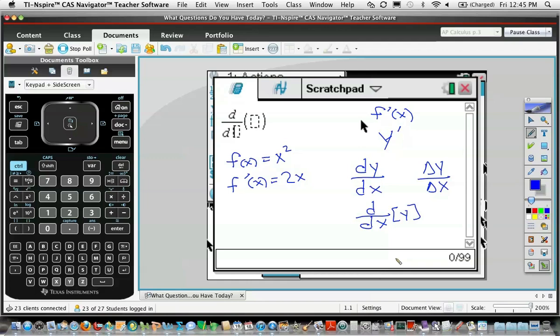Think about in algebra. You have 1/3 x. You put the x out in front. It's the same as if you had x on top, x over 3. Well, that's kind of the same thing here. This means a derivative of y with respect to x.